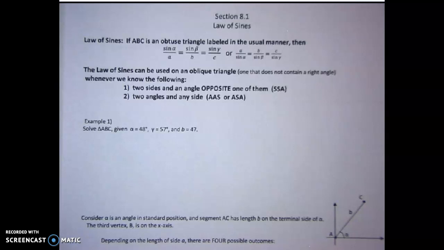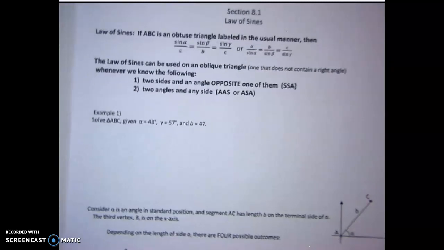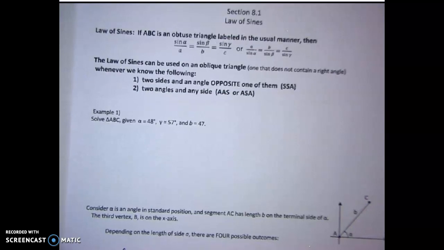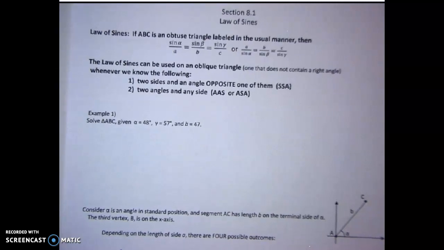The law of sines can be used on an oblique triangle. An oblique triangle is one that does not contain a right angle. And it can be used whenever we know the following: when we have two sides and an angle opposite one of them, so this would be your side-side-angle, or if we have two angles and any side, so either angle-angle-side or angle-side-angle.